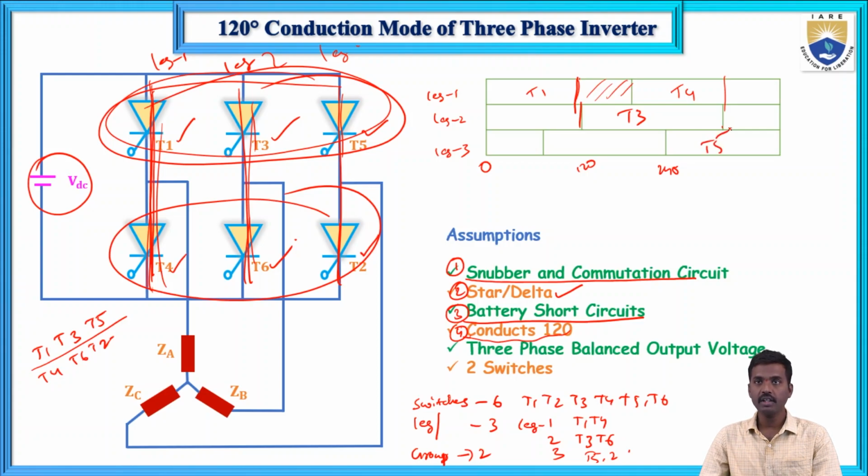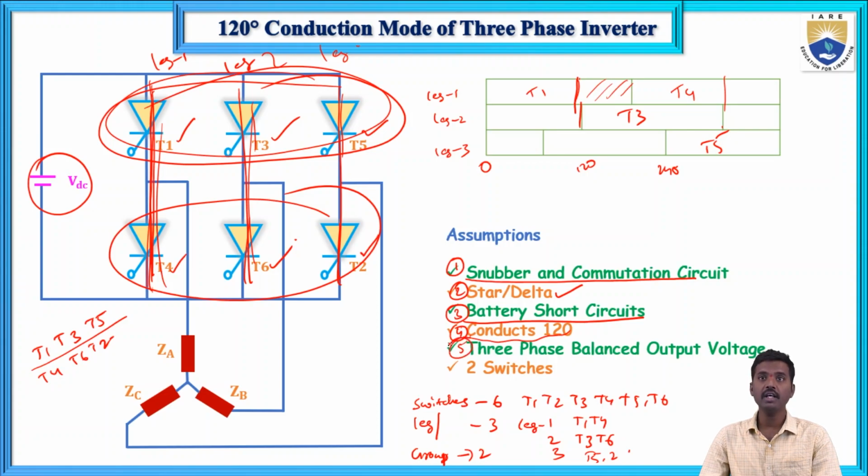Each thyristor in the upper group T1, T3 and T5 conducts at an interval of 120 degrees apart. The same for lower group switches T4, T6 and T2. This I will explain in the next slide. So these are the total five assumptions, this is the fifth one.